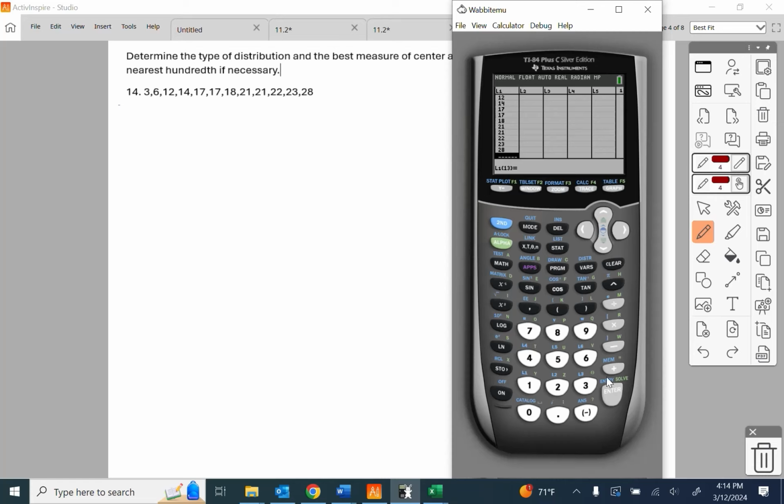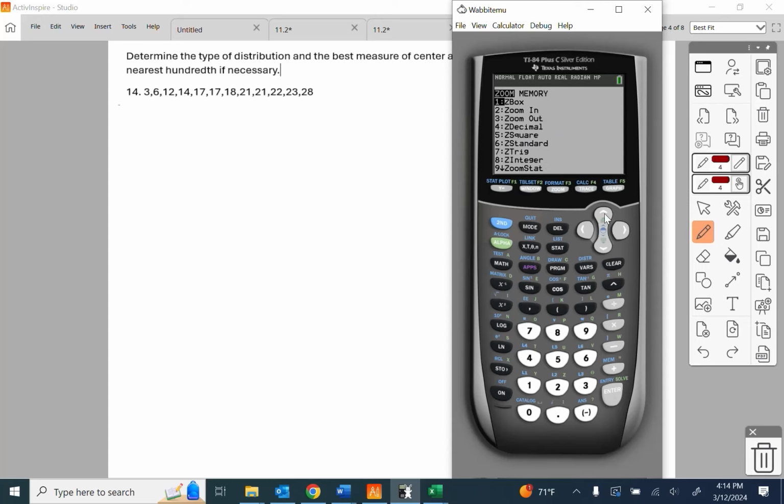20, 23, 22, 21, 21, 18, 17, 17, 14, 12, 6, 3. Alright, so if you weren't paying attention in class, I'm going to quit out of this. I'm going to go to stat plots. I'm going to turn them on, and I'm going to choose histogram right there. Enter. Then I'm going to hit zoom.